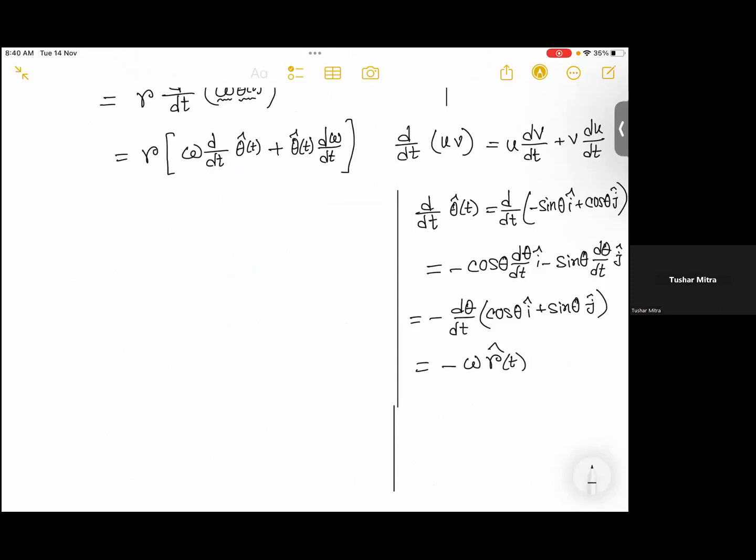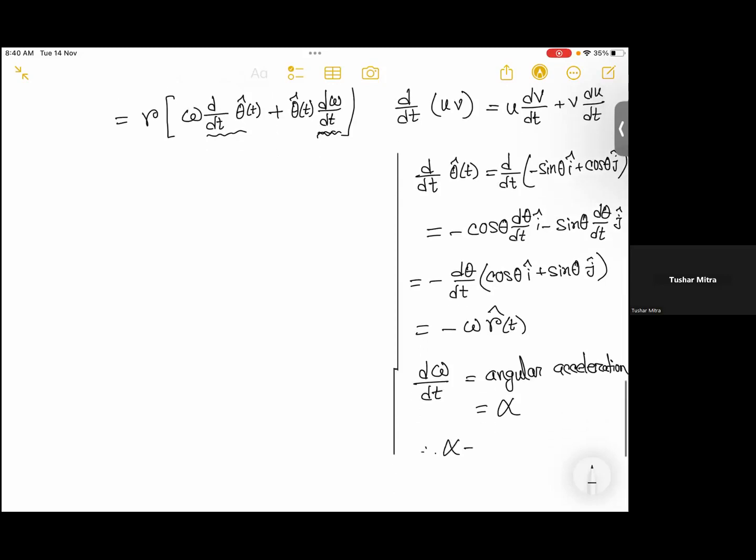And d omega dt in the second term, there is d omega dt. Since omega is the angular velocity, d omega dt must be the angular acceleration. We are differentiating velocity, so that's an acceleration, and it's the differentiation of angular velocity. It's angular acceleration, and we define that with alpha. Alpha is equal to d omega dt.